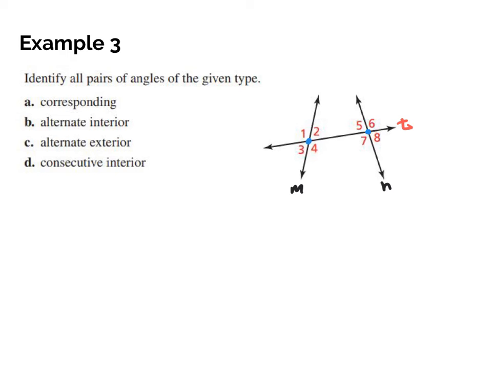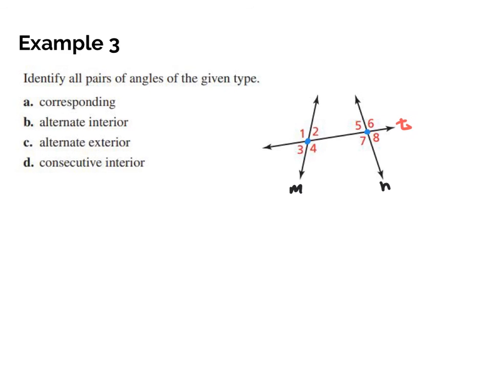So what I want to know here is what are all the pairs of corresponding, alternate interior, alternate exterior, and consecutive, or think of that as same side interior. So we'll start off first with corresponding. So corresponding means all the angles in the same location. So let's just start off with angle 1. Okay, so angle 1, and I'll just use angle 1 in a comma.